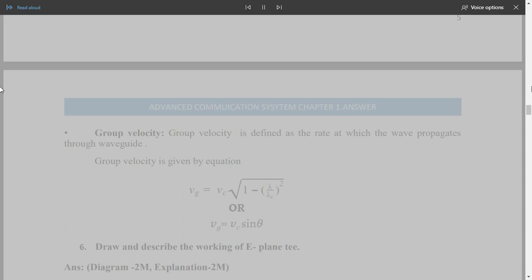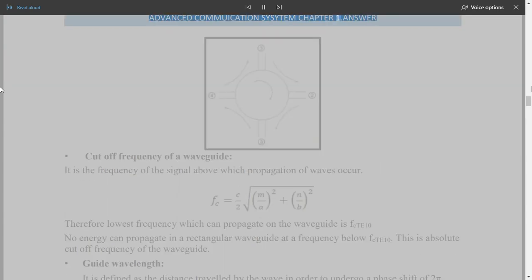Advanced Communication System Chapter 1. Answer. Cutoff frequency of a waveguide. It is the frequency of the signal above which propagation of waves occurs. Therefore, the lowest frequency which can propagate on the waveguide is fc TE10. No energy can propagate in a rectangular waveguide at a frequency below fc TE10. This is the absolute cutoff frequency of the waveguide.